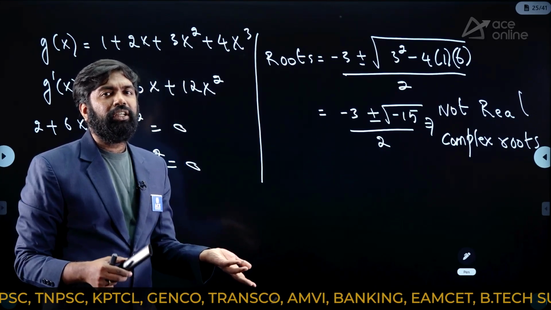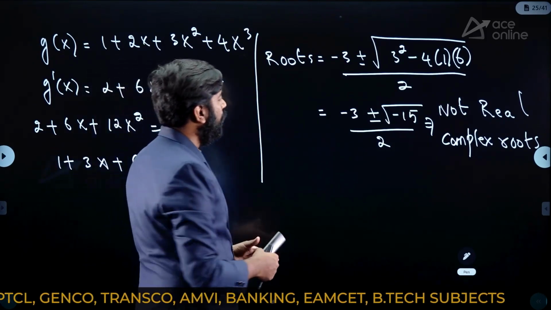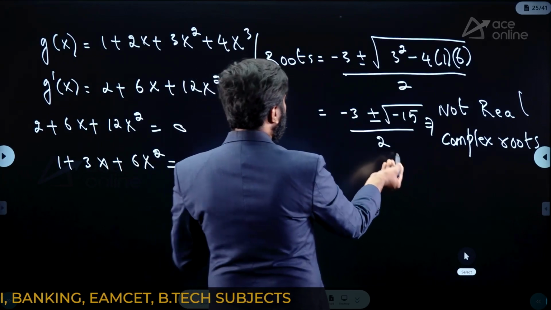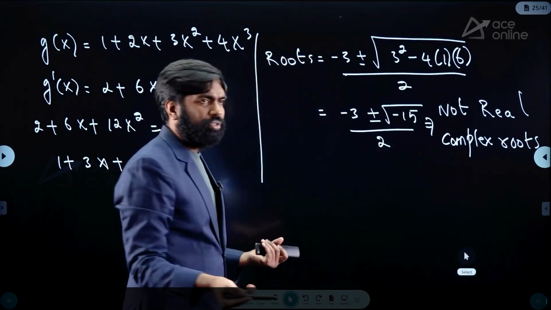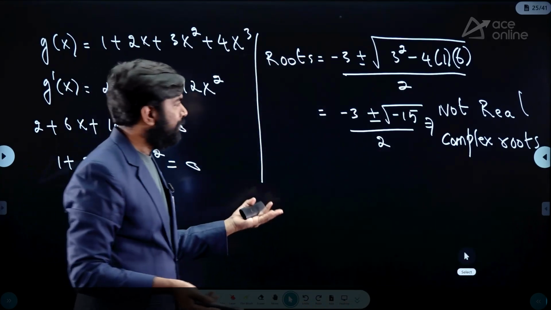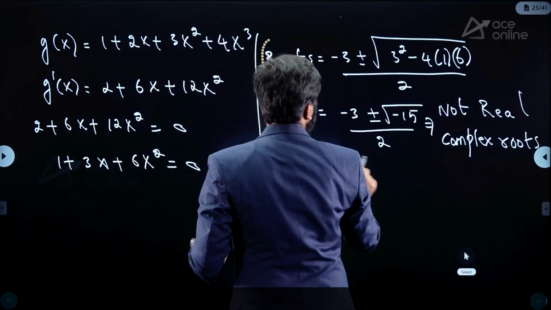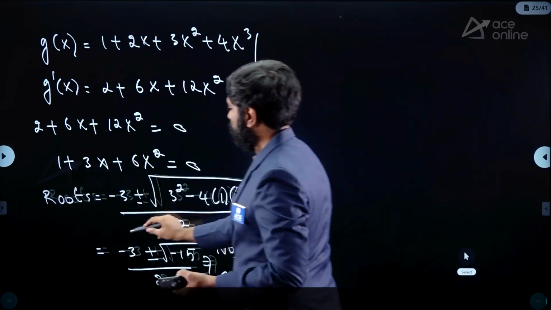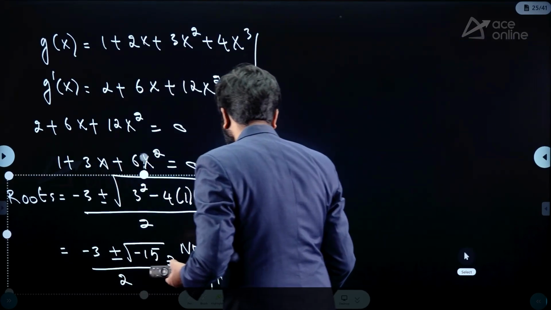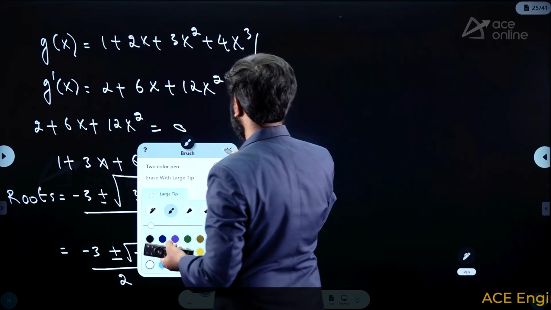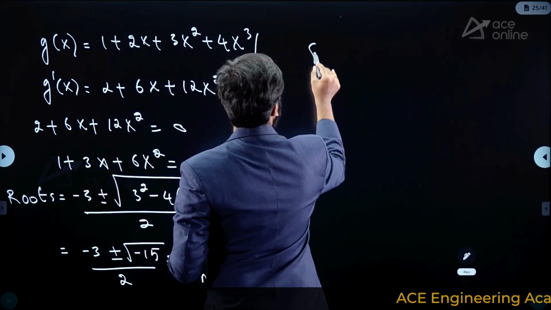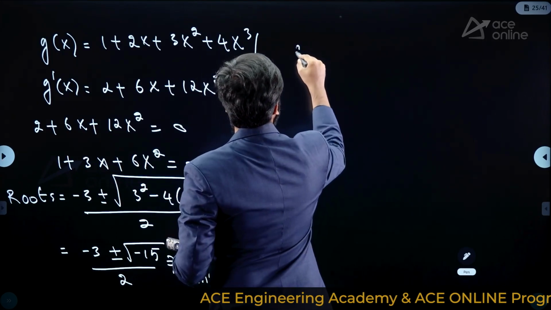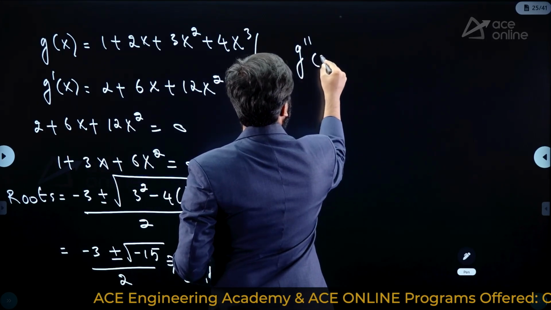Let me check about the saddle point. What is the procedure for saddle point, students? Now see here, there are no real values, so I can say maxima minima does not exist here. Let me check for the saddle point. How do you check for saddle point, students? You will first find the second derivative. You have taken it as g, so let us find g double dash of x.